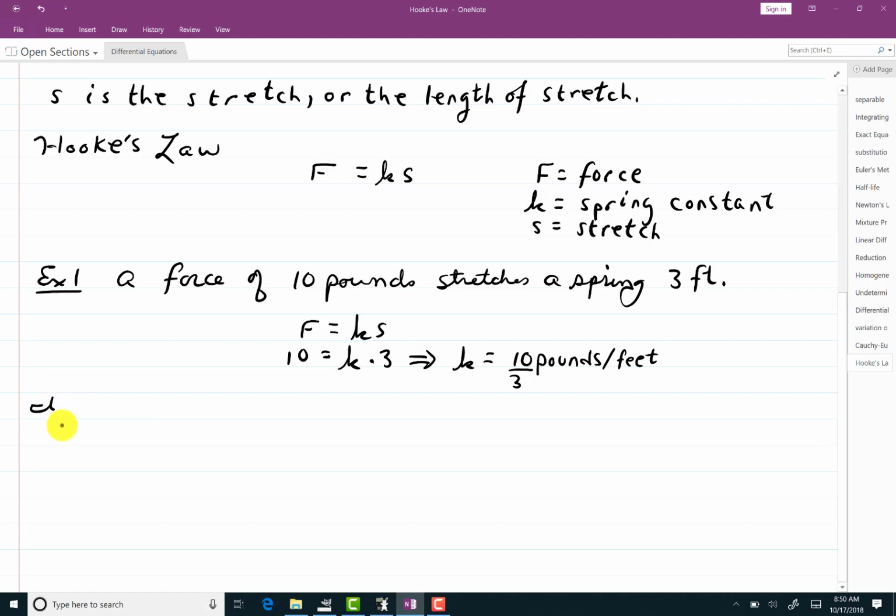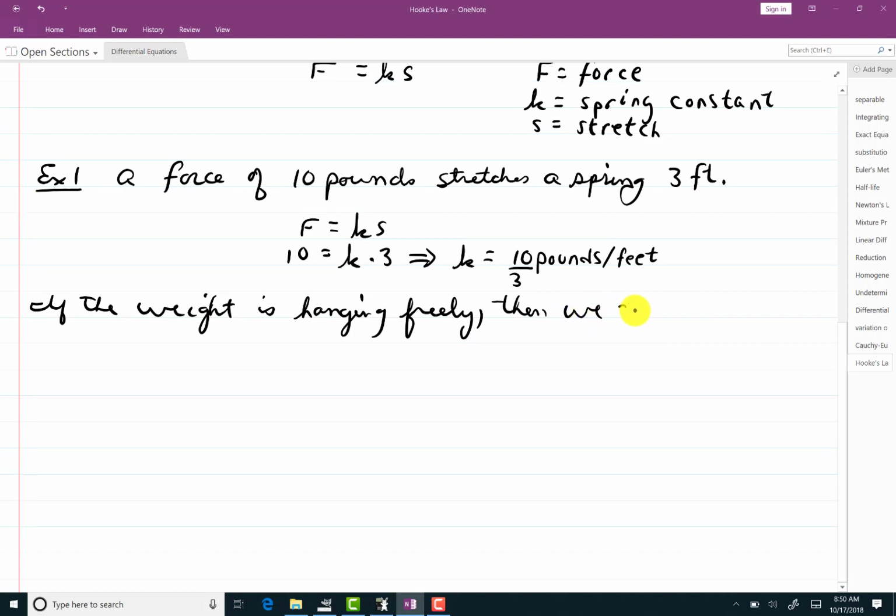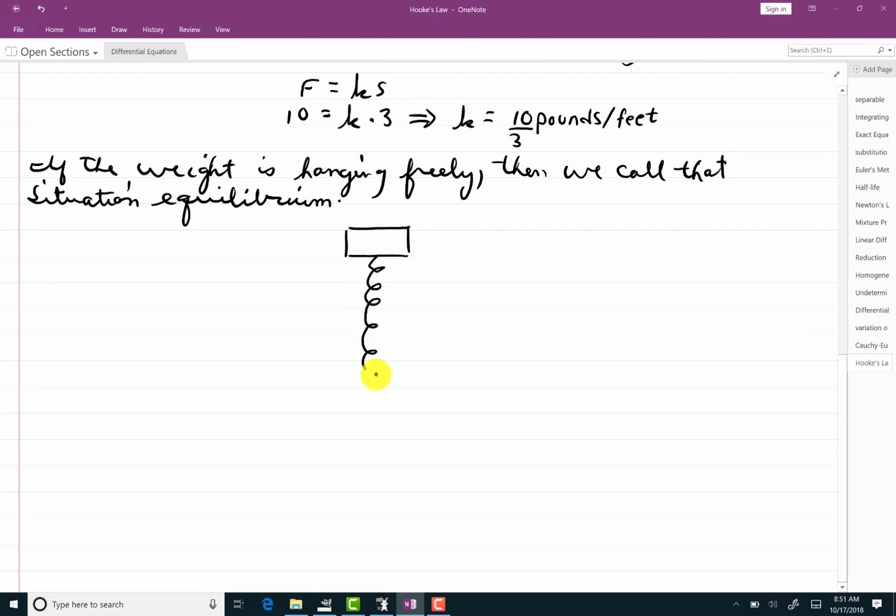Now, if the mass, or the weight, is hanging freely, then we call that situation equilibrium. So basically what we have here is our stretched out spring with the mass hanging there. And recall the total length here is L plus S, because we have the length of the spring not being pulled at all, but now you have the mass attached. It's going to stretch it a little extra distance of S.